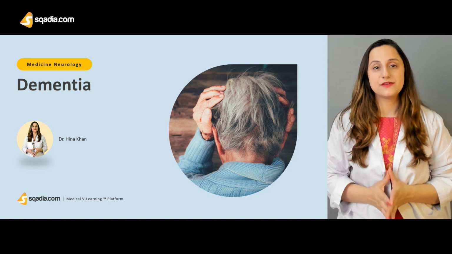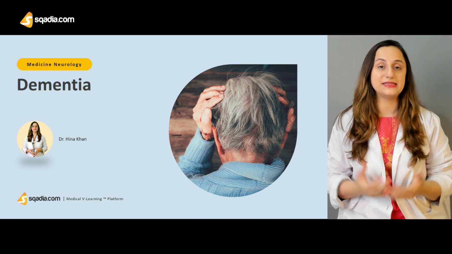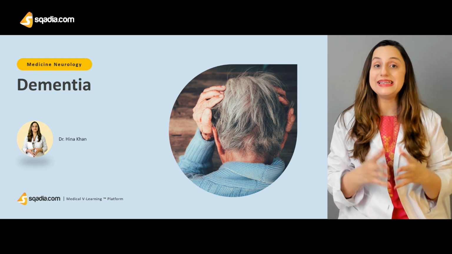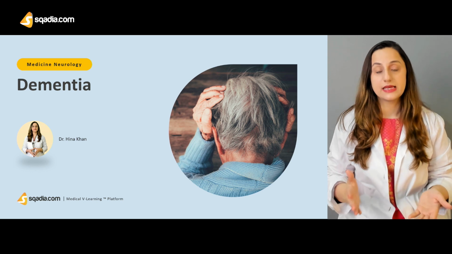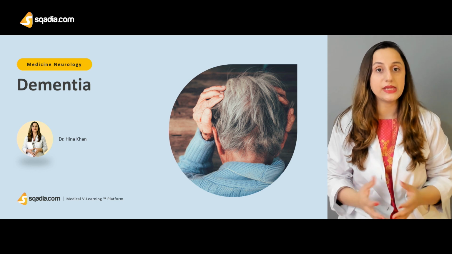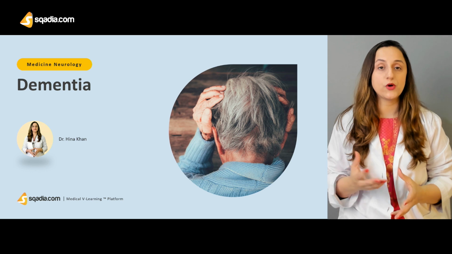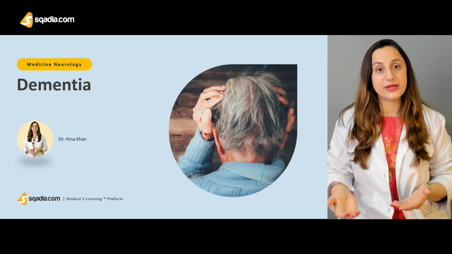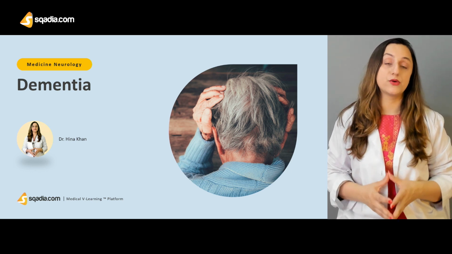Today, we're going to discuss a very important topic of neurological medicine, that is dementia. Now, dementia is basically defined as a complex state in which there are a lot of variables. A person can have cognitive disabilities, loss of memory, and even a lack of problem-solving ability that they experience as the disease progresses.